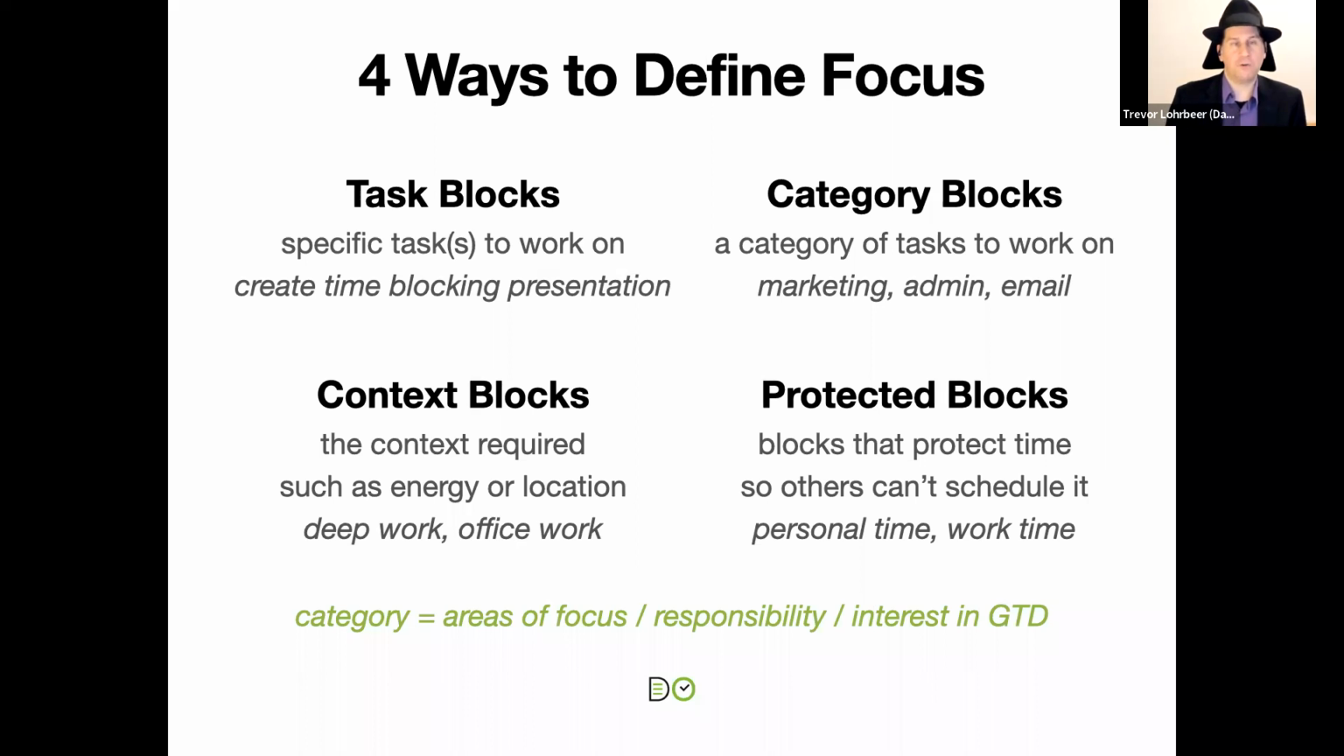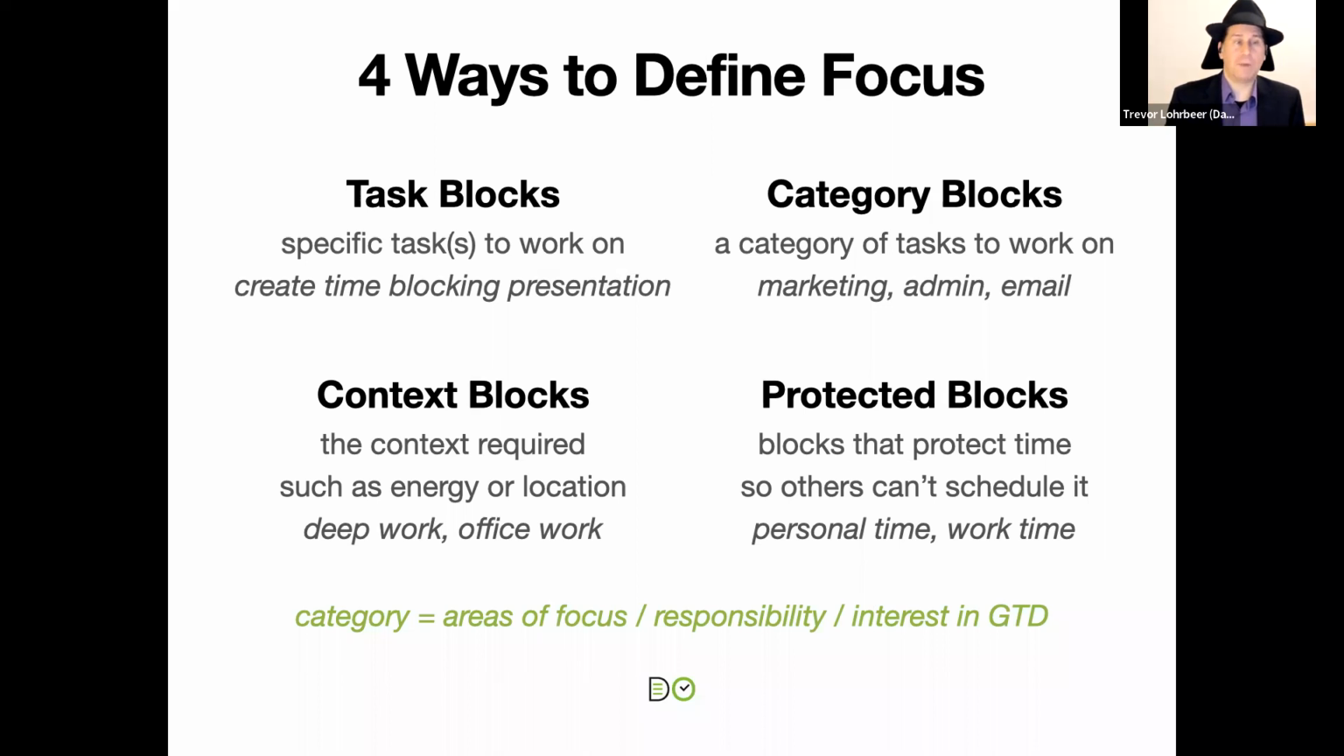This works really well if you have category focused task lists to work through during that time block. So for instance, I might have, here's my marketing list of everything I need to do with marketing. So I'm going to schedule one hour each day of marketing. And that allows me to work through that list every single day. And I'm just working down my list. Now a category, if you're interested in getting things done, is also called an area of focus, an area of responsibility, or an area of interest in getting things done.